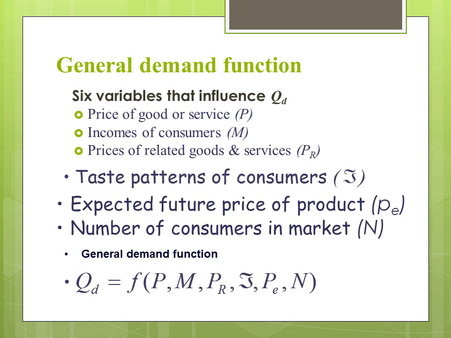So the general function is: quantity demanded is equal to a function of price, M, which denotes income of consumers, prices of related goods, taste of consumers, expected future price of the product, and expected number of consumers in the market. So the quantity demand function is a function of price, income of consumers, price of related goods, taste pattern of consumers, expected future price, and number of consumers.